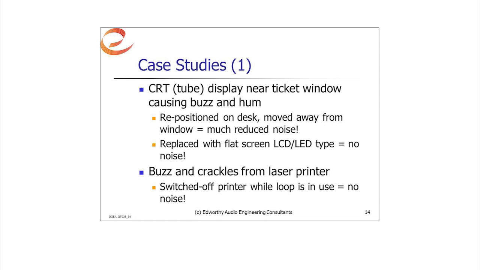Okay, thank you, Richard, for that. Just looking at a few case studies that I've been involved with in the UK, very similar to Richard's experiences. We had problems with a ticket office that had the old-fashioned tube displays. Simply moving the display had a big effect. Simply turning it around slightly changed the position of the magnetic field and made it very acceptable for hearing aid users. Even better was to replace the tube display completely with an LCD or an LED type, and that got rid of the noise completely.